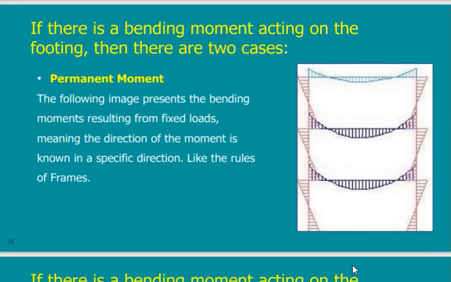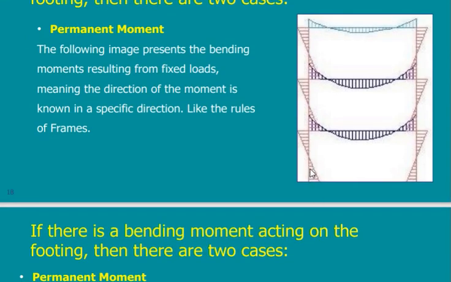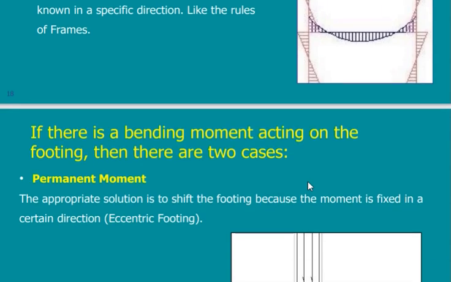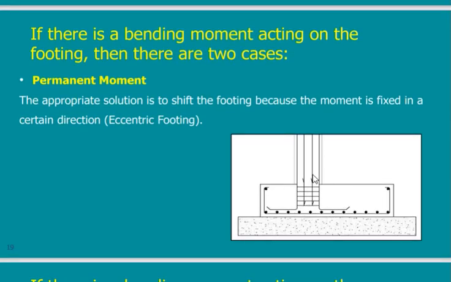This is the fixed case moment. It's an example of a column with a fixed direction for the moment, and this is the shape of the column after shifting it. What is the amount of shift? How many meters or how many centimeters? I just need a moment equal to the existing moment.